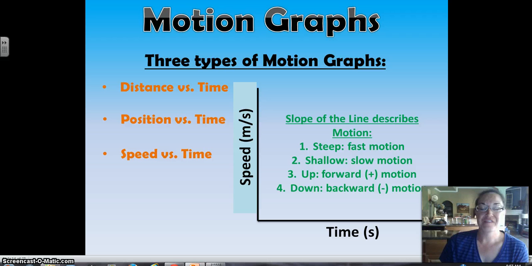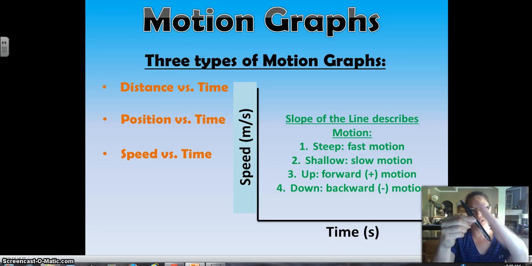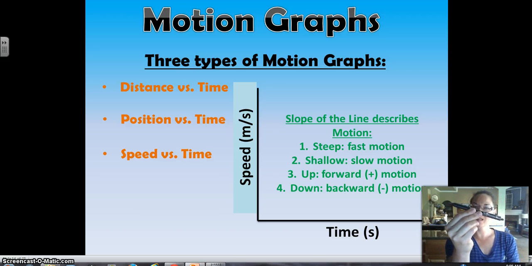On these graphs, you're going to have lines, and the slope of the line is going to describe the motion of the object. For example, if the slope is very steep, like this, a very steeply sloped line, that is going to tell you that the object is moving very fast. If the slope is a little more shallow, more gentle like that, then that's going to describe motion that is slow. And then we also have positive and negative motion. If your line is sloped upward, then that represents positive motion. And if the line is sloped downward, then that represents negative motion.